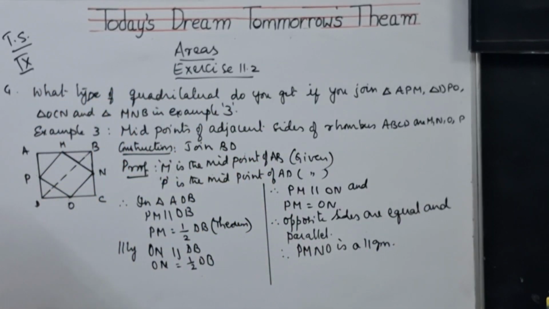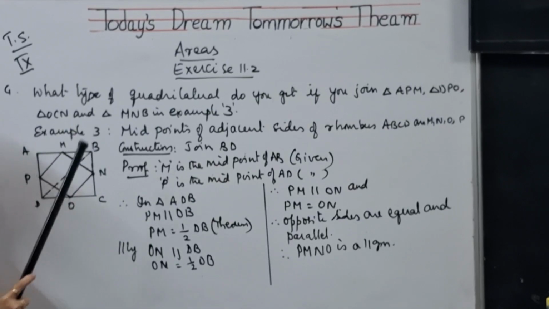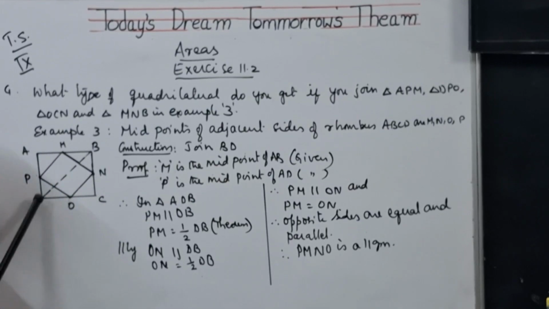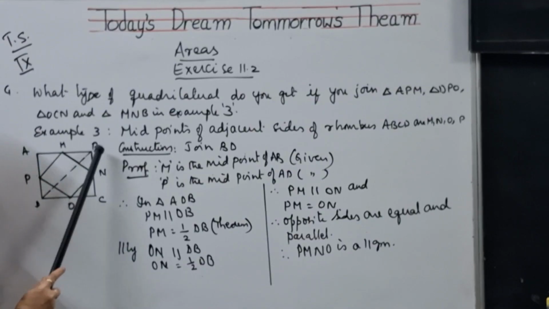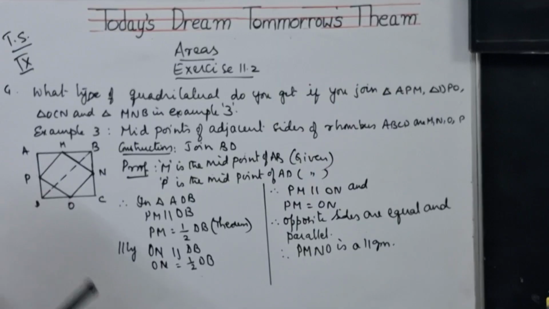They are asking what type of quadrilateral. That means you have to mention the name of the quadrilateral that is formed here. So to find out the name of the quadrilateral, we need to use certain properties. Say ABCD is a rhombus, and M is the midpoint of AB, P is the midpoint of AD. So when you join DB, you are getting a triangle. In a triangle, if you join midpoints of two sides, then this will be parallel to the third side and also half of the third side. That is the property that we have learnt.